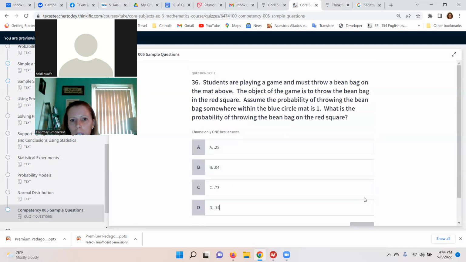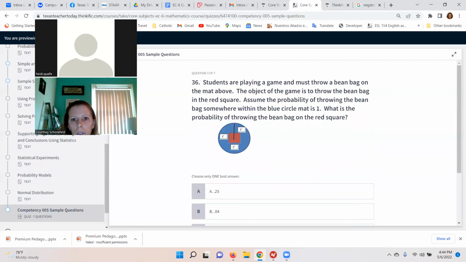And then let's look at the next one. Students are playing a game and must throw a beanbag on the mat above. The object of the game is to throw the beanbag in the red square. Assume the probability of throwing the bag somewhere within the blue circle is 1. What is the probability of throwing the beanbag on the red square? Okay, so here's the red square. The area of a square is length times width, right? So 2 times 2 is 4 inches squared.